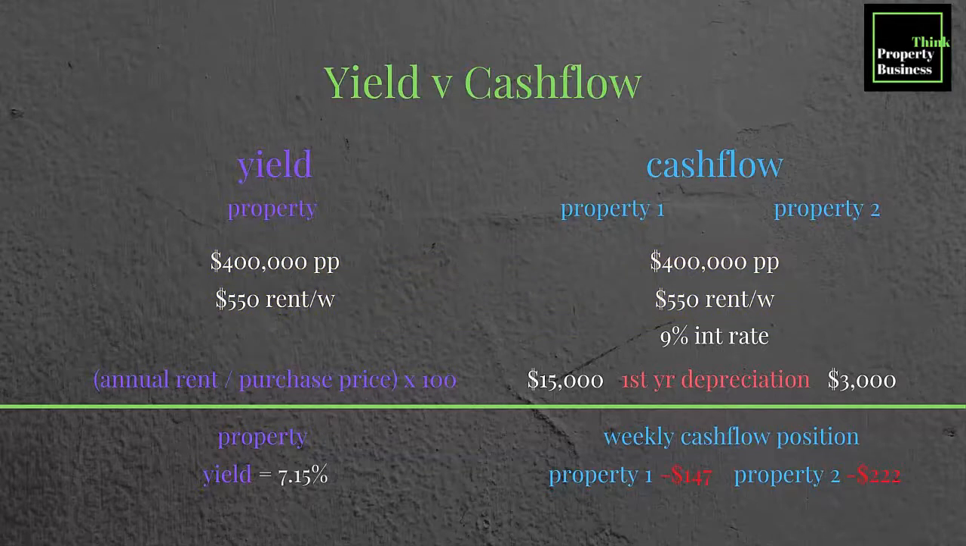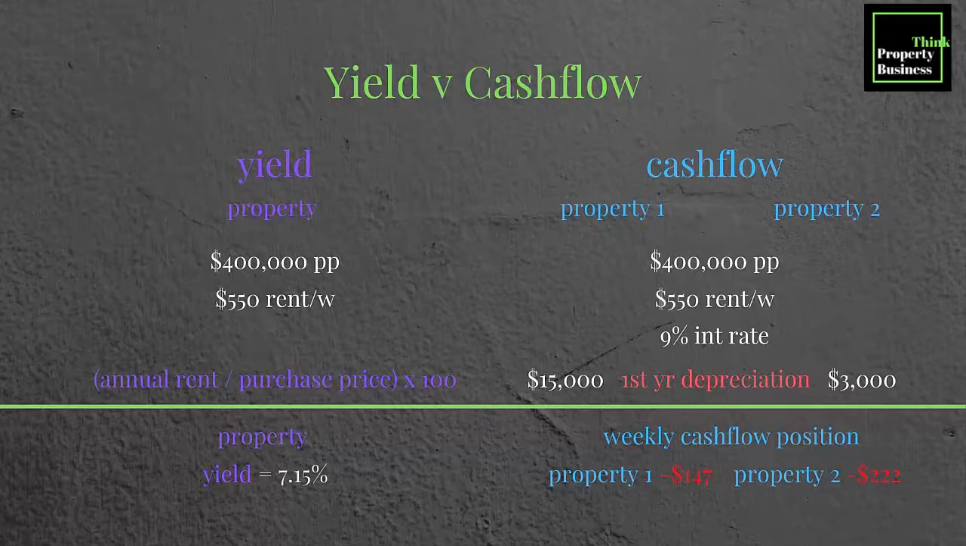The yield is calculated by determining the annual rent and then dividing that figure by the purchase price, then multiplying by 100 to give us a percentage. So the $400,000 property with a rental income of $550 a week will have a yield of 7.15%. Now, as we discussed, if someone said I've got an investment property that's yielding just over 7%, you would think, gee, that's really good. That's a very strong yielding property.